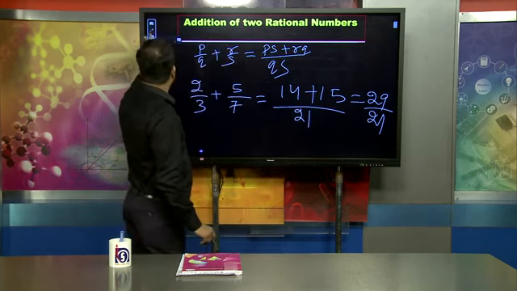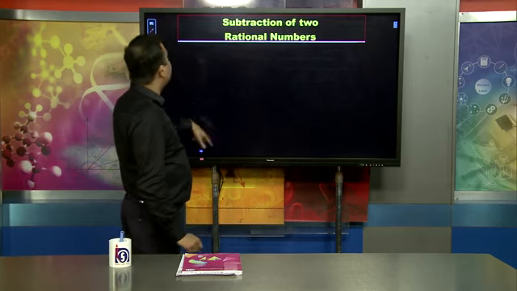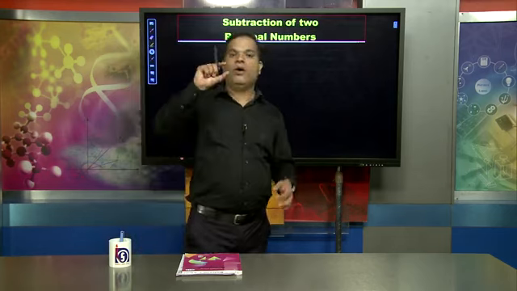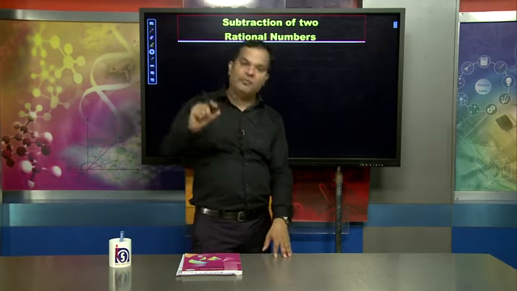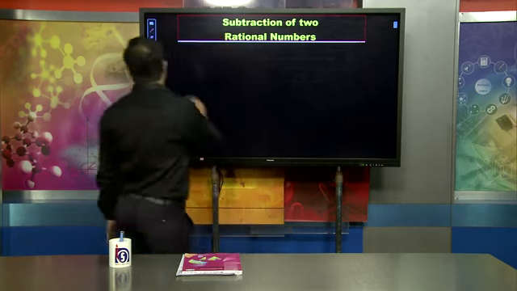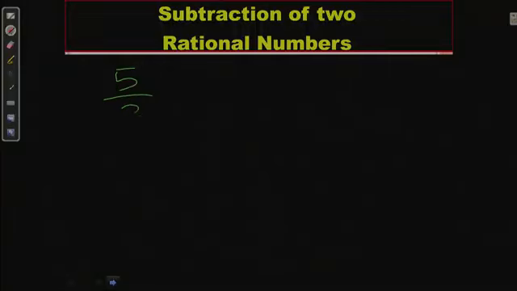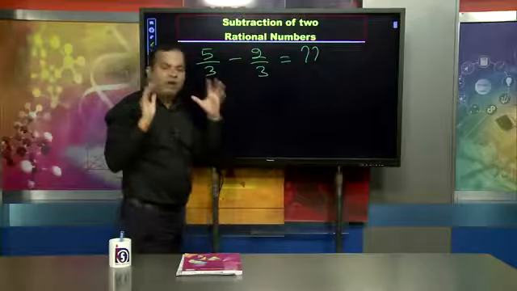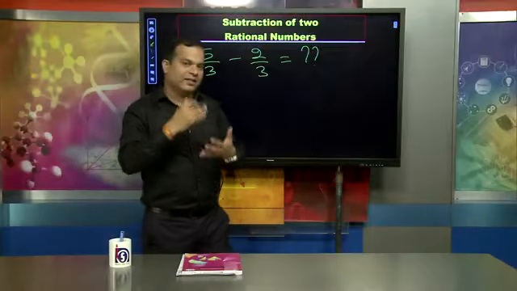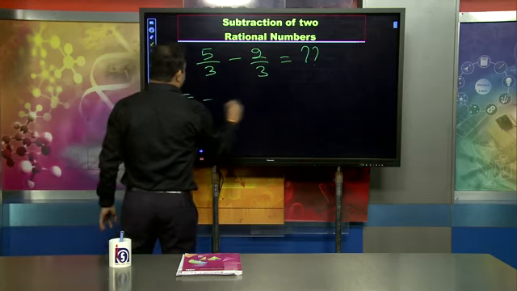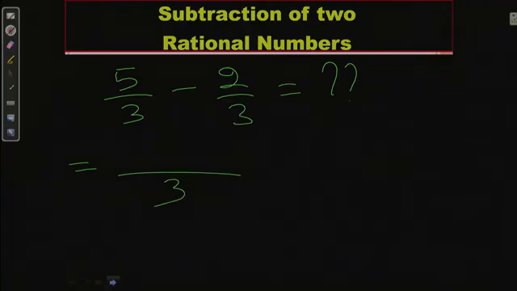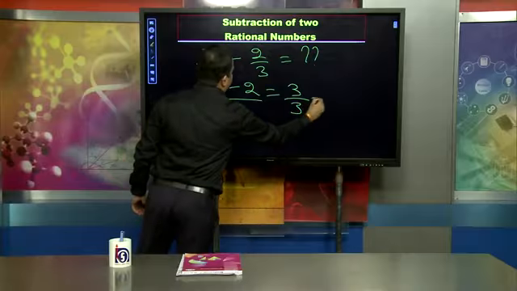When talking about subtraction, it is similar to addition. Only the operation changes, otherwise the principles remain the same. For example, suppose 5 by 3 minus 2 by 3. What will be its value? Here you observe the denominators are the same. First we always compare the denominators. If the denominators are the same, you take the denominator as it is and compute 5 minus 2. You will get 3 by 3, and the value will be 1.